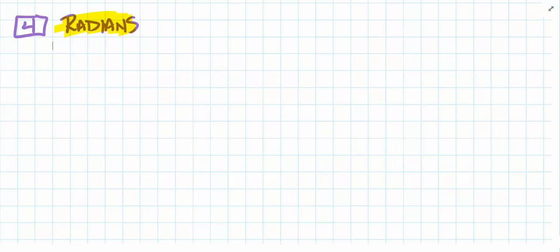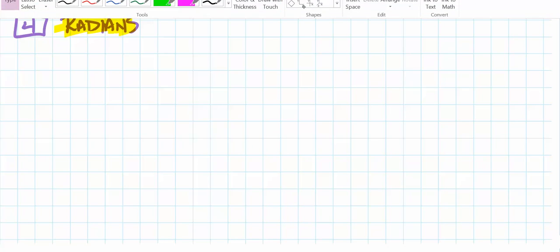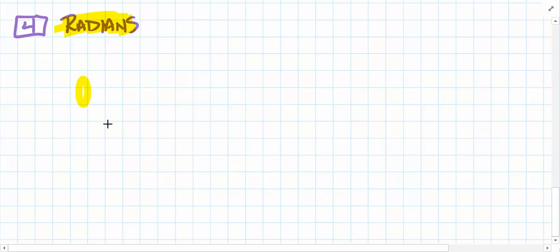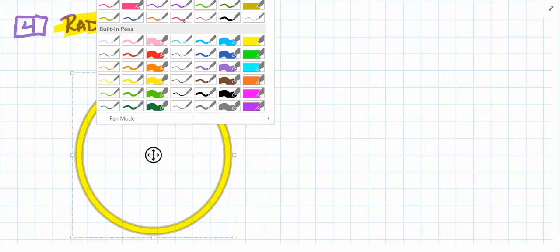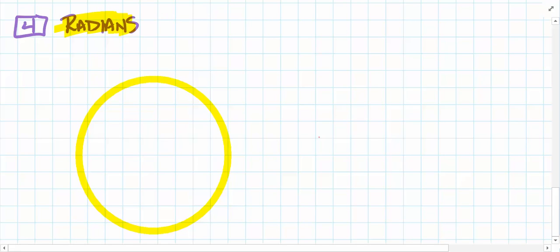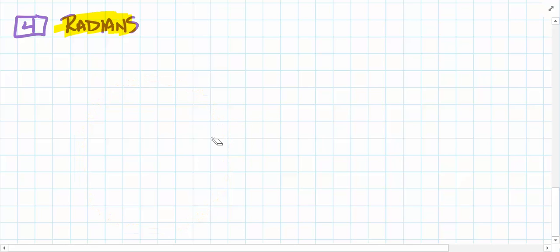So what is a radian? Do me a favor. Do the best thing you can to draw yourself any circle. Oh, look, mine's going to be highlighter. That's cool. We'll take it. Okay. So draw yourself any circle that you can, right? Actually, I don't want this one. I want a real circle.